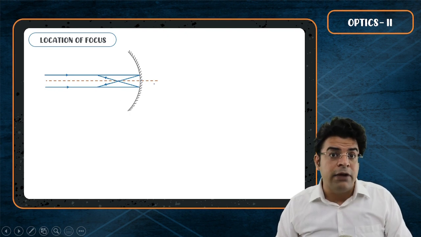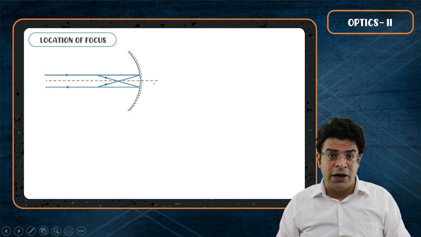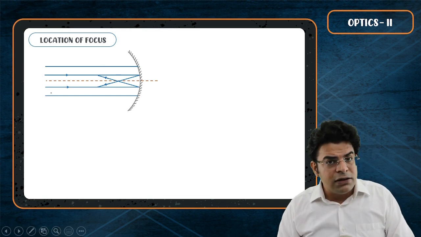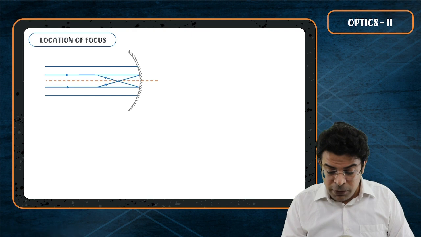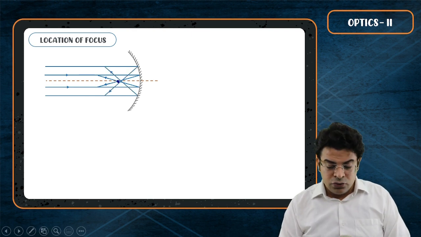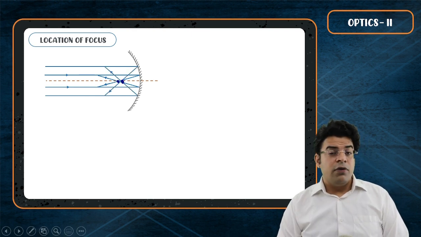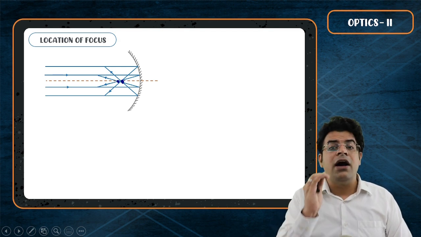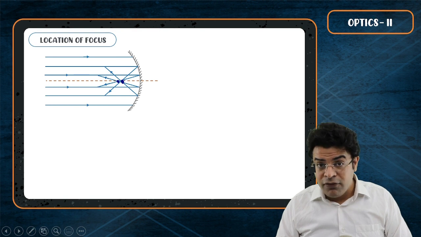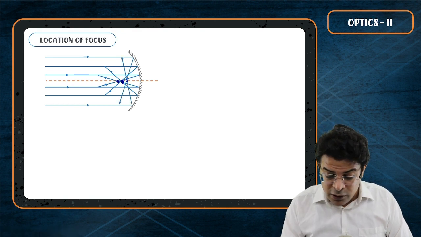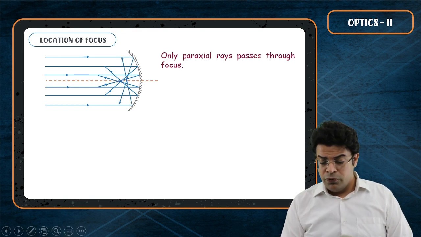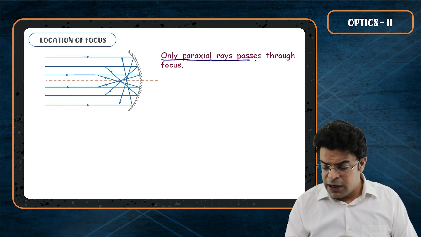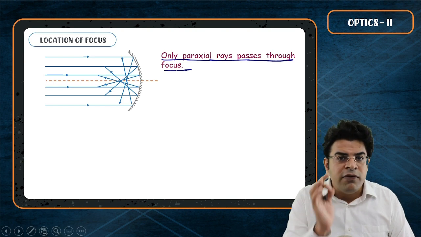But what if the incident rays are not near parallel? Let's say they are at some distance. Then after the reflection, the rays do not pass through the same point. They pass through some other point. And what if the rays are even wider? They are parallel, but they are away from the principal axis. Then after reflection, they pass through even different points. So understand that only paraxial rays, the near parallel rays, pass through the focus after the reflection from the spherical mirror.